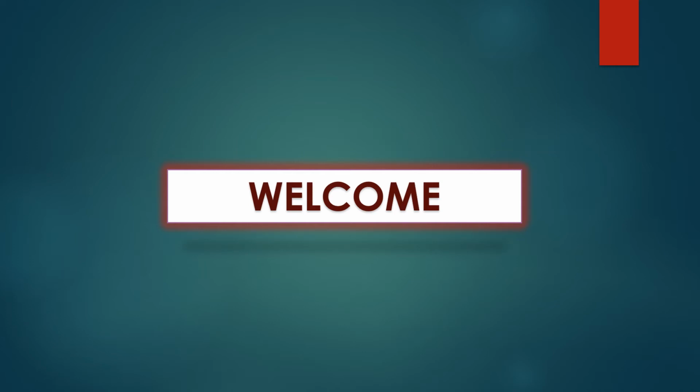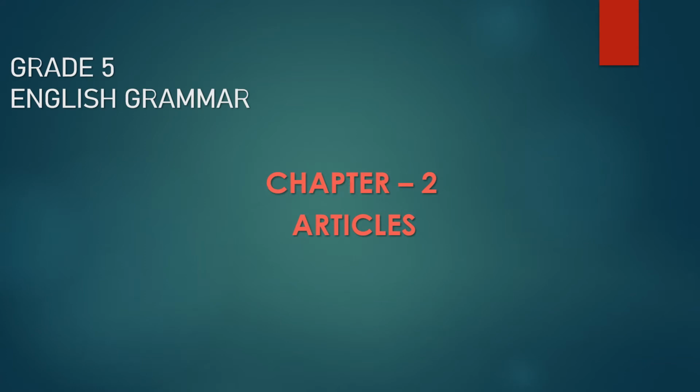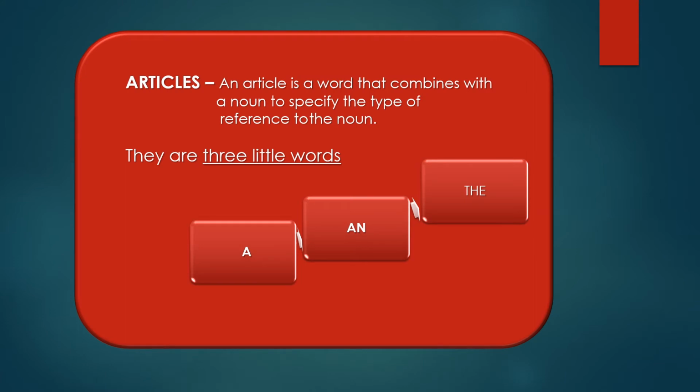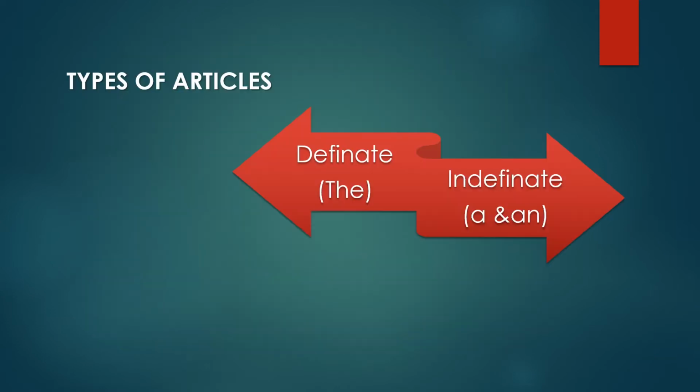Today we are going to study the second chapter of our grammar book, that is articles. So what are articles? An article is a word that combines with a noun to specify the type of reference to the noun. There are three little words which are known as articles, that is a, an and the.